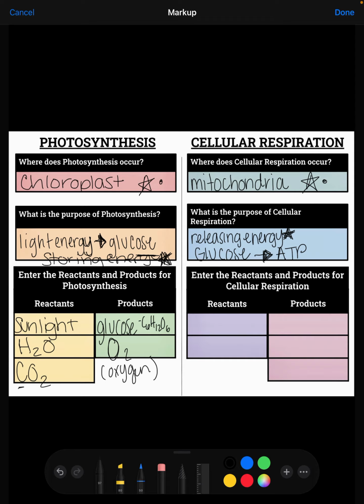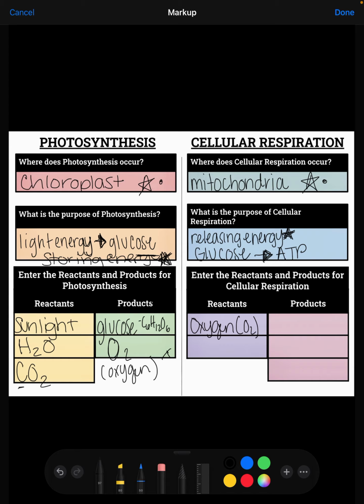The products are what we produce. Well, do we breathe in carbon dioxide? No, we breathe out carbon dioxide. We breathe in oxygen. So the first reactant is oxygen, or O2. Let's go ahead and check that one off. Great, it's the exact opposite.